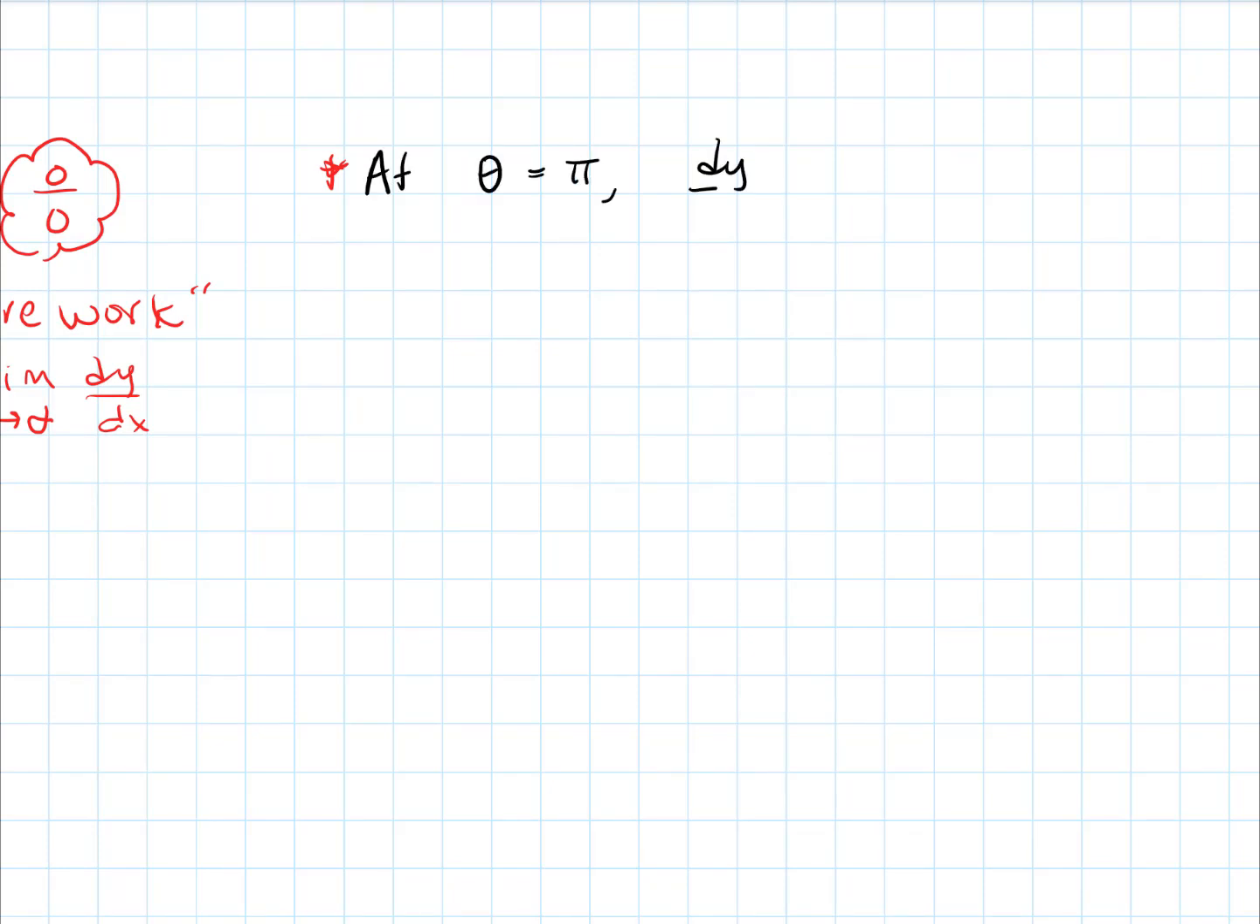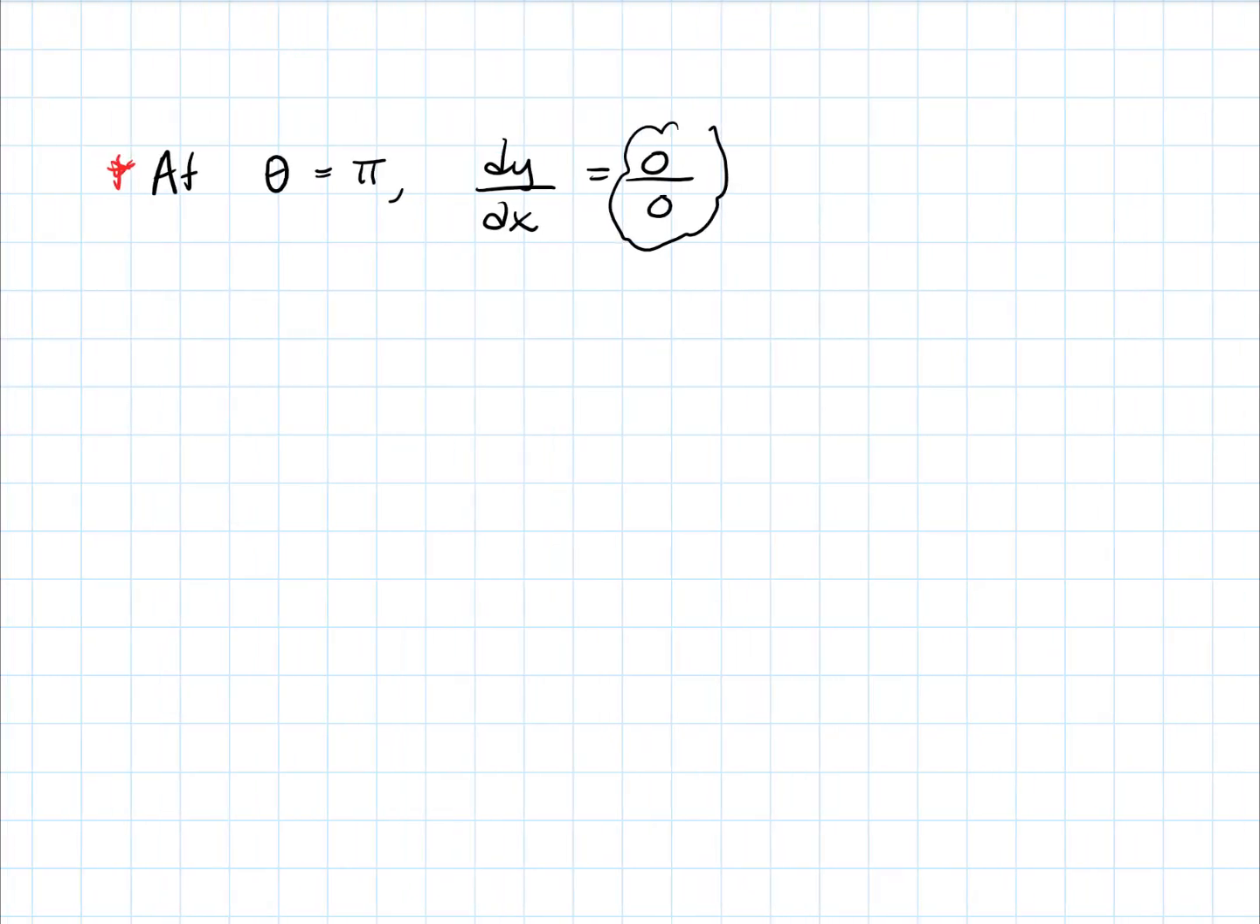At theta equals pi, we find that dy/dx is actually equal to 0 over 0, which is an indeterminate form. Whenever we have an indeterminate form, we have to think about what is actually occurring there. Is the numerator approaching 0 at a faster rate? Is the denominator approaching 0 at a faster rate? Is it some kind of a balance in between? It's a power struggle.